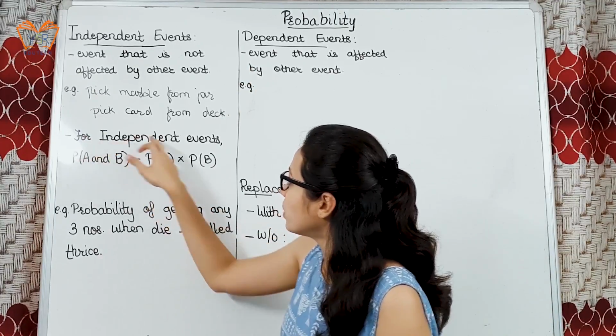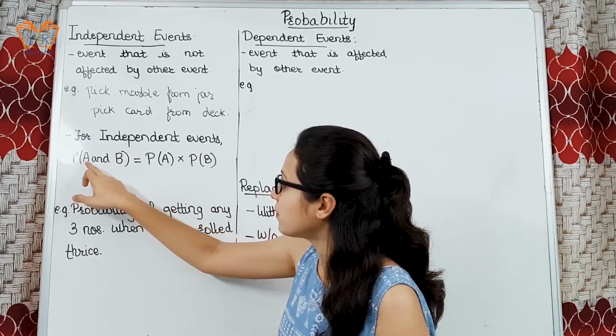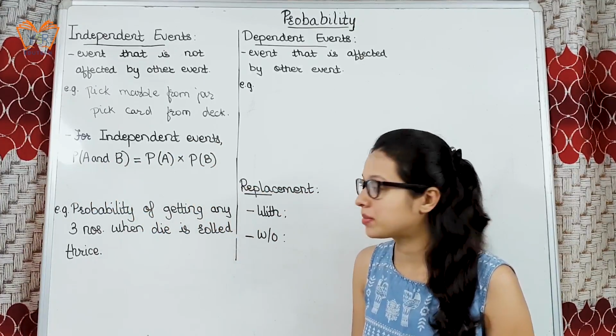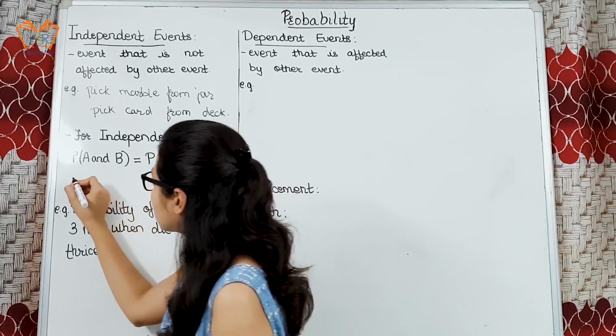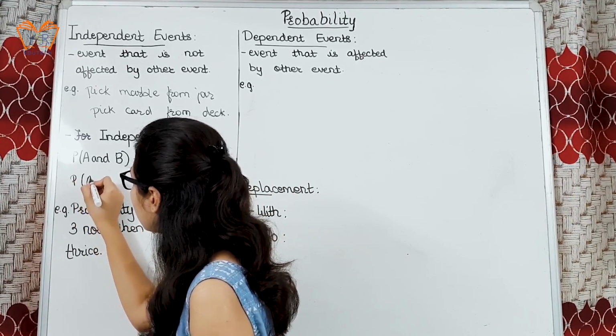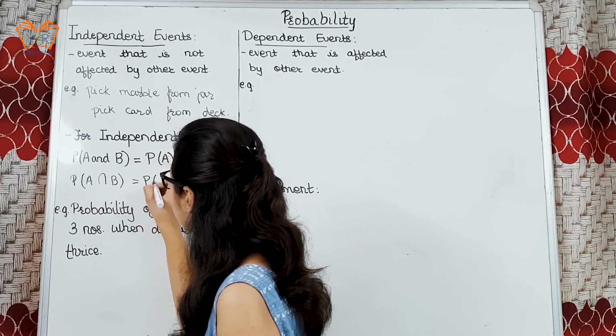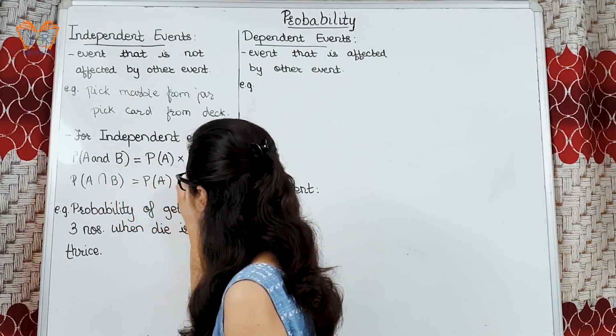For any two independent events, probability of A and B will be multiplication of their individual probabilities. This also can be written as probability of A intersection B is equal to probability of A into probability of B.